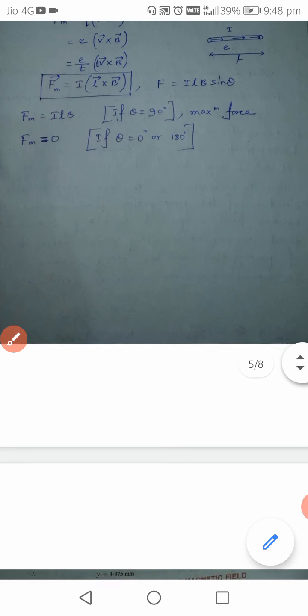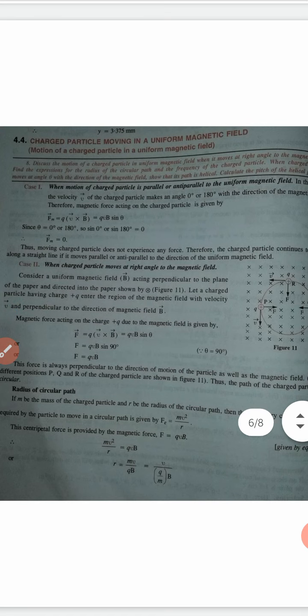Okay. In the next topic, we will discuss a charged particle moving in a uniform magnetic field. Depending upon the orientation, or the direction, of the charged particle in a magnetic field, the charged particle undergoes a different path. Sometimes it follows a circular path, sometimes a spiral path. So we will see under which condition what type of path is followed by those particles in the next topic.